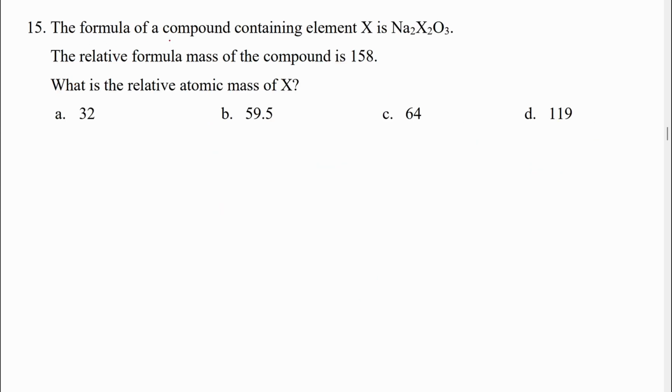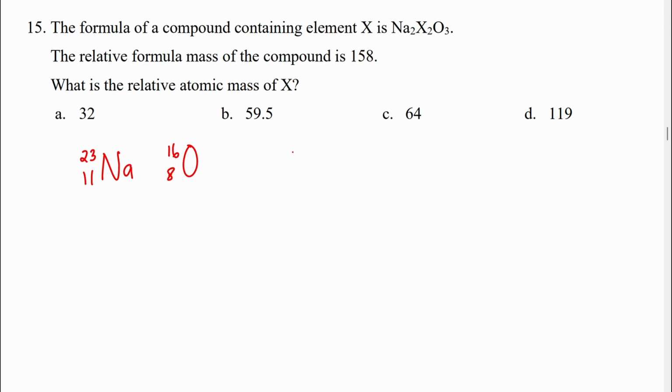Next question. The formula of a compound containing element X is Na2X2O3. The relative formula mass of the compound is 158. What is the relative atomic mass of X? Okay, to answer this question, you have to see the periodic table and you will find out the mass of sodium is 23, and oxygen is 16. Remember, this is the mass number and this is the atomic number. We always take the bigger number as the mass.